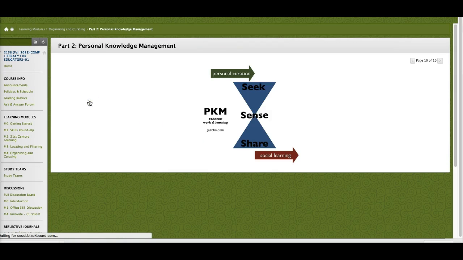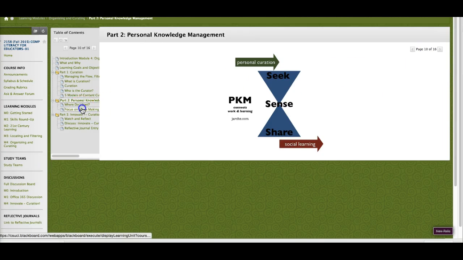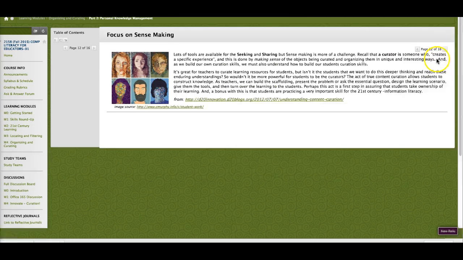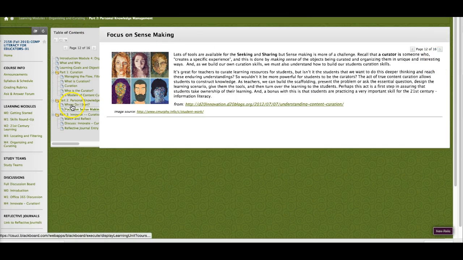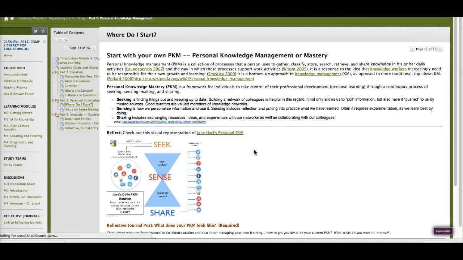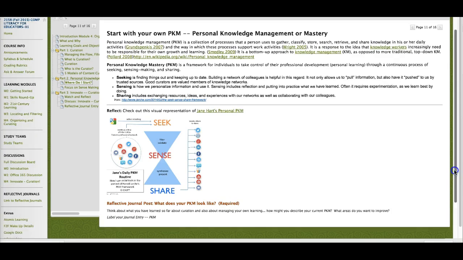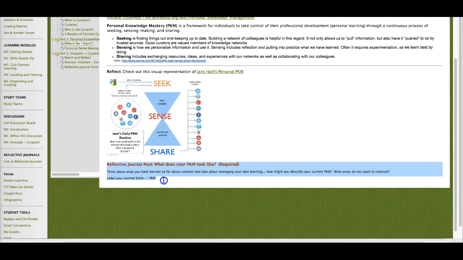In part 2, sorry, I skipped this section, I didn't mean to. In section 2, you have a reflective journal post. You're going to label that journal entry PKM, and you're going to think about what you learned so far about curation and managing your own learning, and then you're going to describe how your own personal knowledge management works and what are some areas you need to improve.